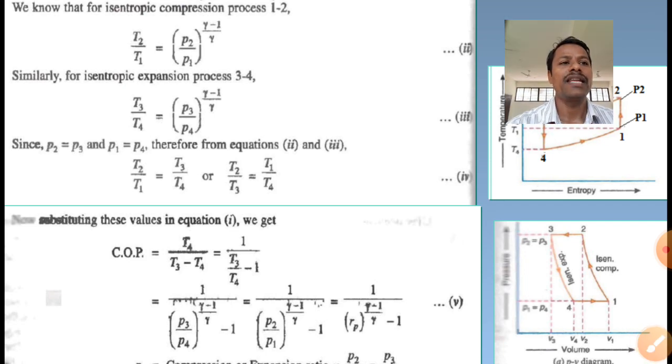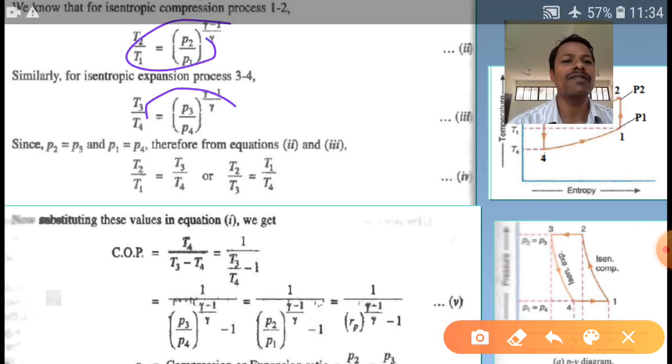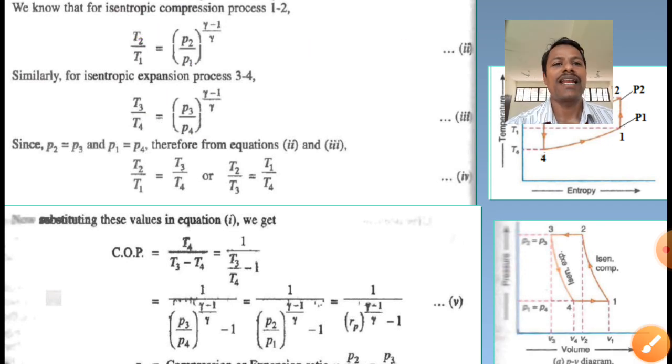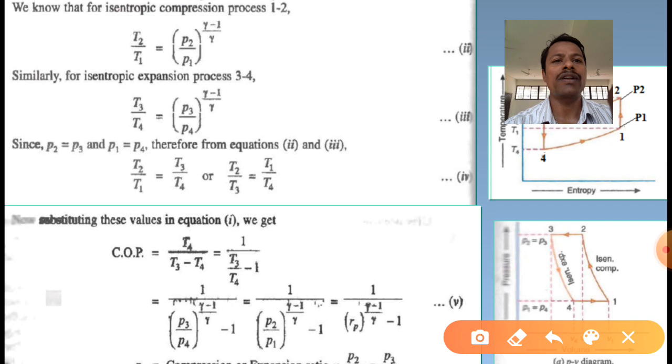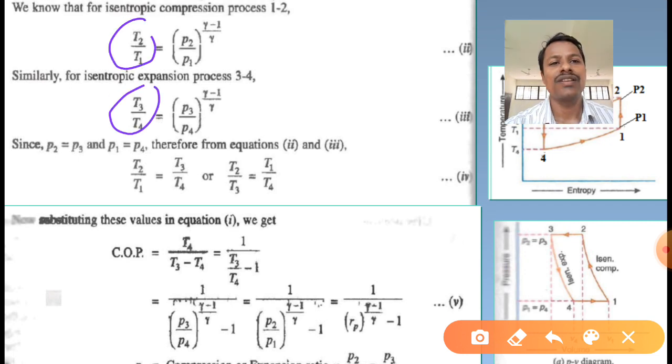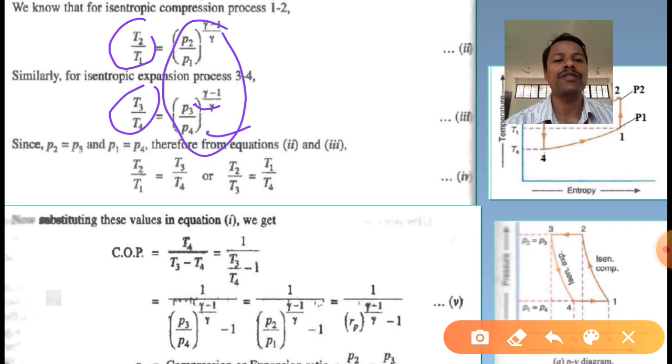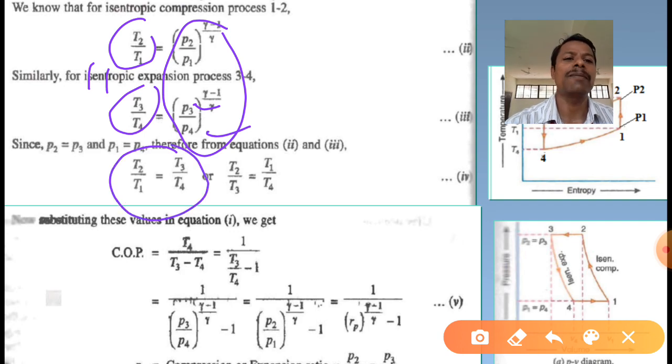Therefore, in equations 2 and 3. What are equations 2 and 3? This is equation number 2, this is equation number 3. From 2 and 3 we can write that T2 upon T1, that is the LHS, and both left hand sides will be equal. In equation 3 I can replace P3 by P2 and P4 by P1, so that both RHS will be the same. Hence I can equate the LHSs. Hence T2 upon T1 is equal to T3 upon T4.